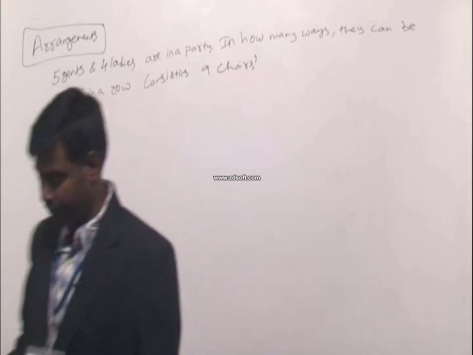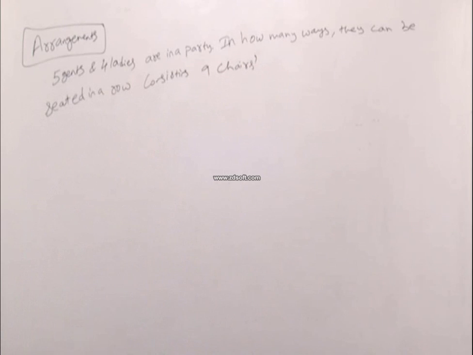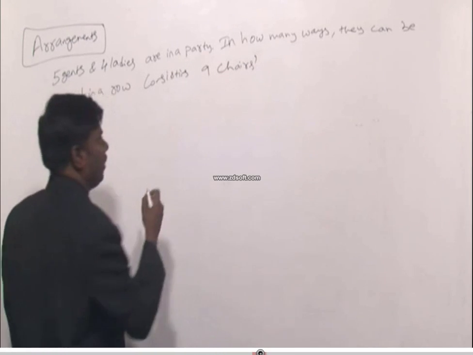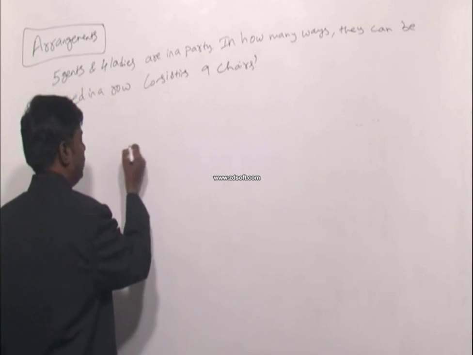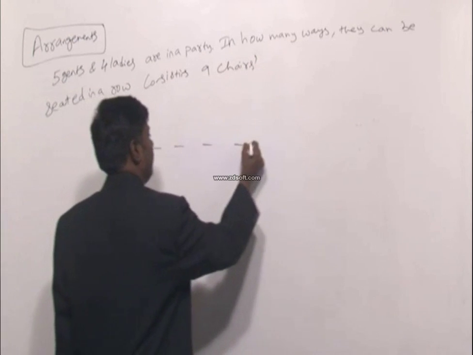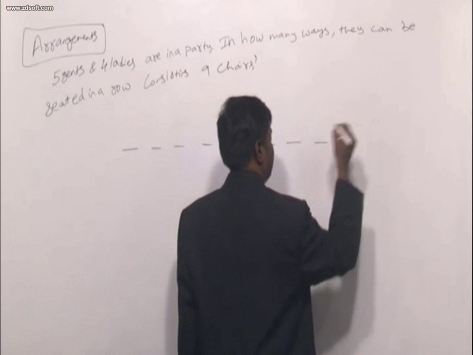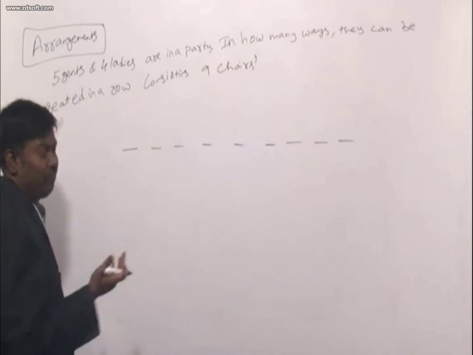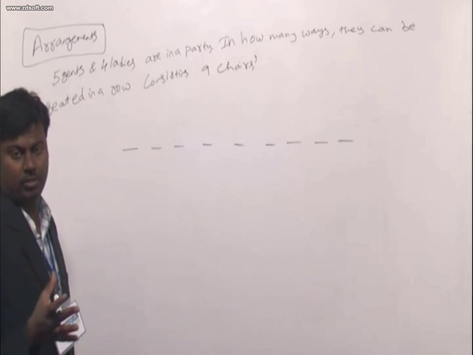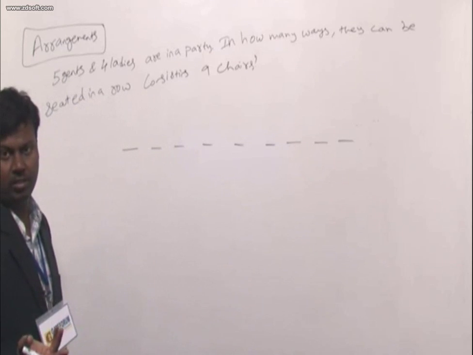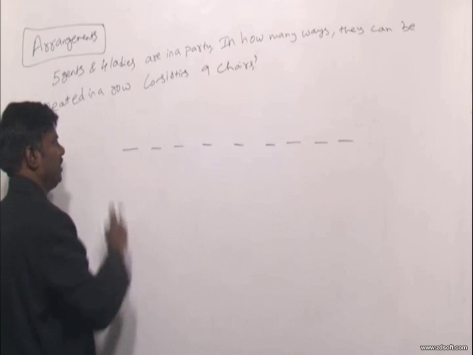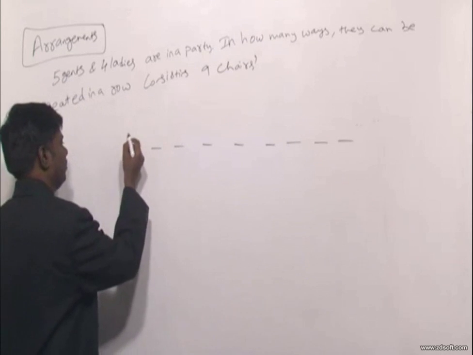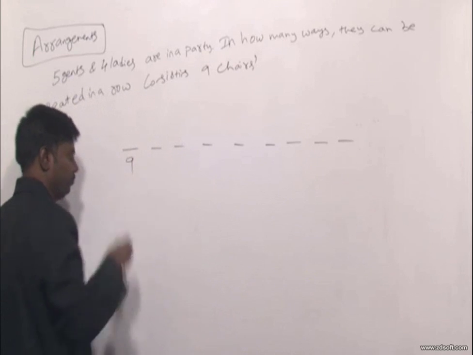Try this problem. The answer should be pretty easy. 5 gents, 4 ladies and 9 chairs. 1, 2, 3, 4, 5, 6, 7, 8, 9. Now, regarding 5 gents and 4 ladies, preference is not given. That means anybody can sit anywhere. So, in the first chair, any one of these 9 people can be seated. In how many ways? 9 ways.